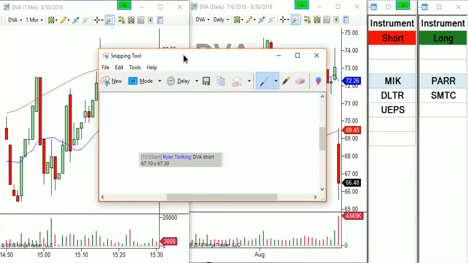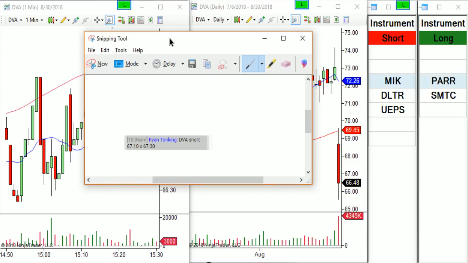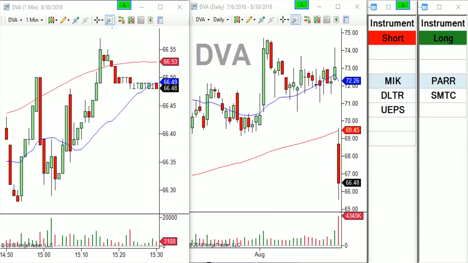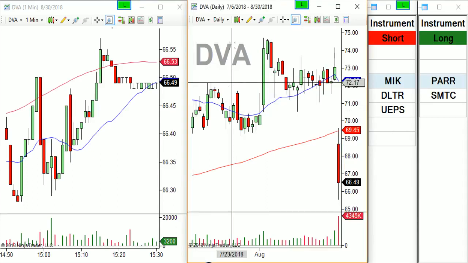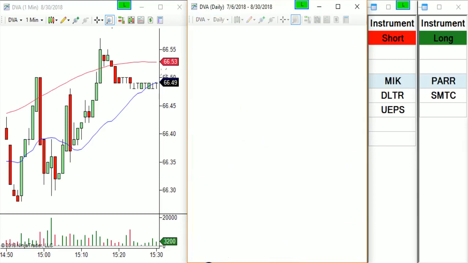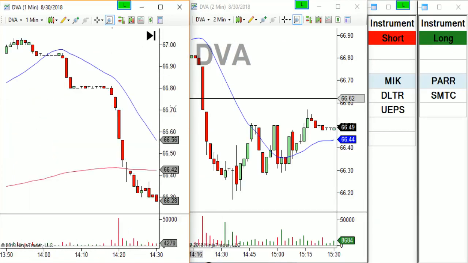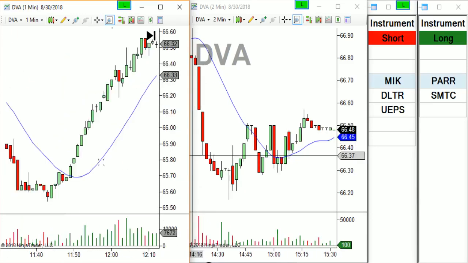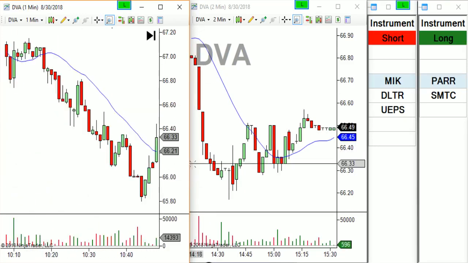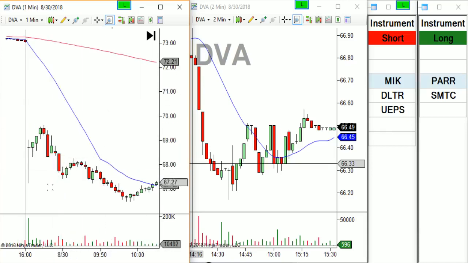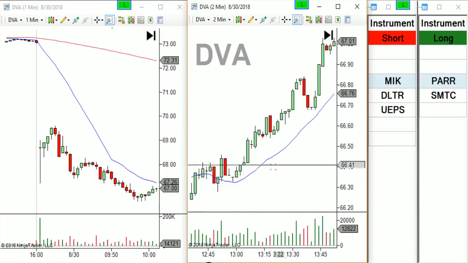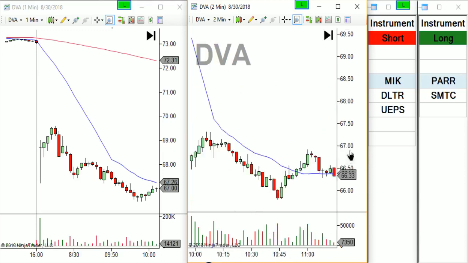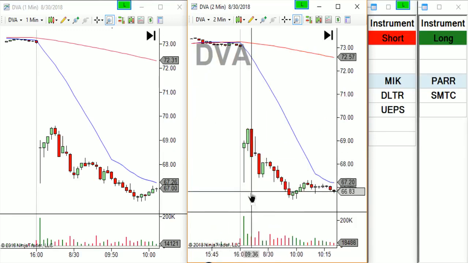First off, I just took a picture from the room here. This was the short, 67.10 by 67.30. Let me go to a 2 minute as well, and we'll go back and look at the support and resistance that was established after the open. Like I said, we were into this void before. Here's the 1 minute. We'll go back to the 2 minute as well because it was a 2 minute sell setup. That was the entry.